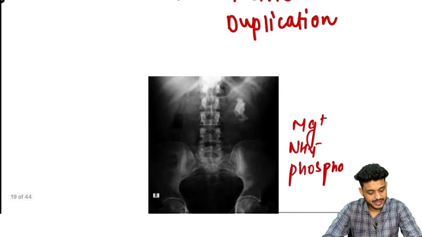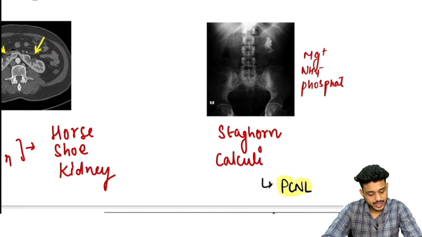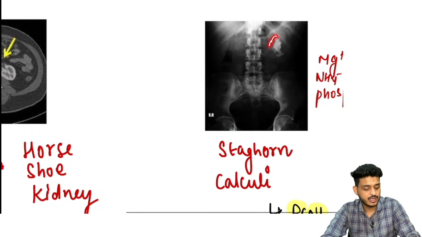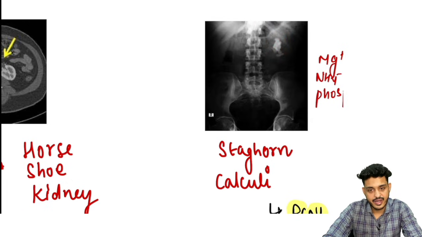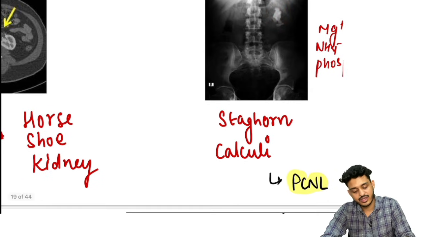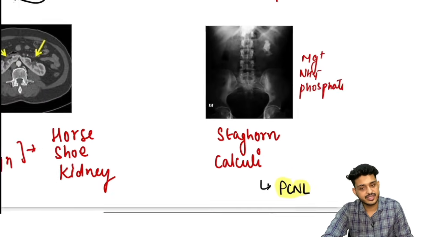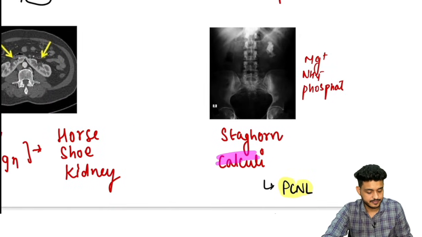All right, the next thing we have got is staghorn calculi. Can you appreciate this type of lesion, this type of opacities that we are finding? This is known as staghorn calculi.